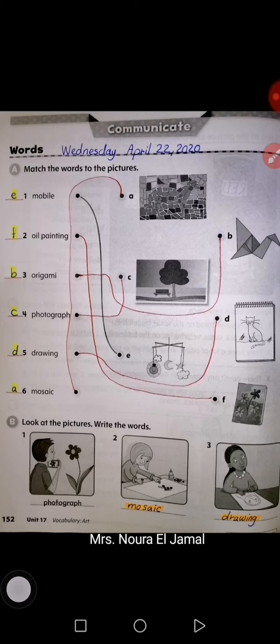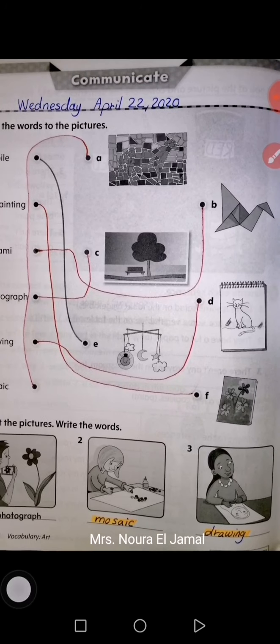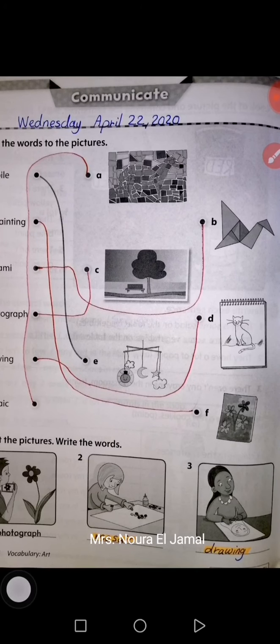B. Look at the picture and write the words. Number 1, photograph. He's taking a photograph of the flower. Number 2, she's using materials to make mosaic. Excellent. This girl is using the pen or the pencil to draw. So this one is drawing.